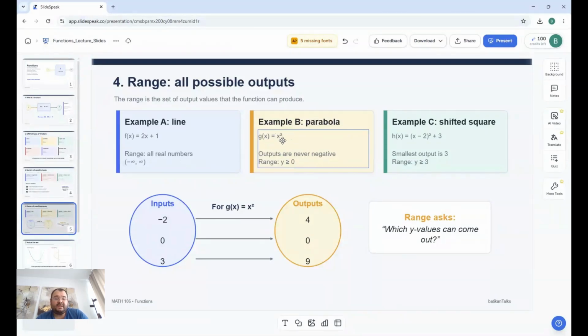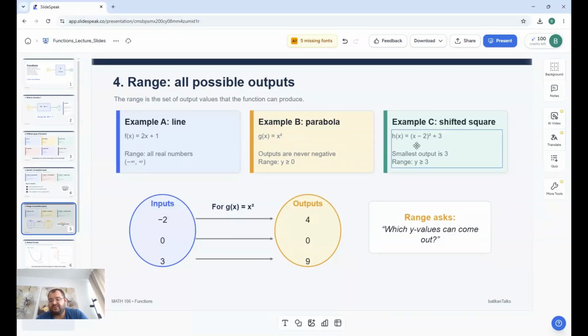For this parabola, it can have negative inputs, but it cannot produce negative numbers. It can produce 0 when you give 0, but it cannot produce any negative numbers. That's why the range of this function is all numbers starting from 0 going up to plus infinity.